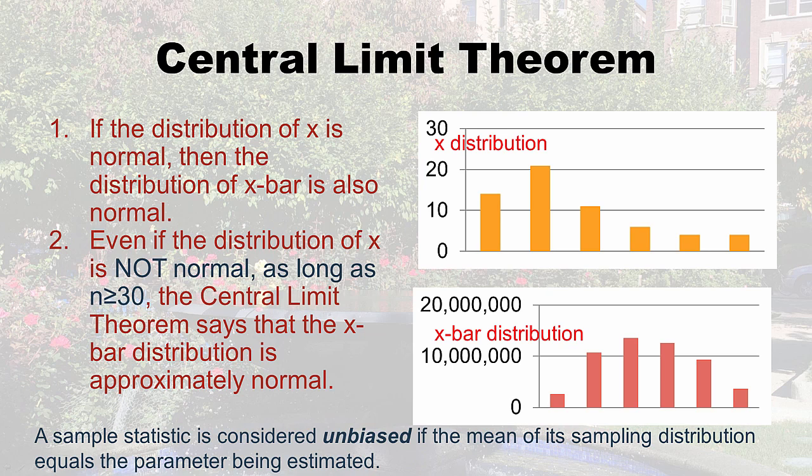And finally, you know how proofs are, they build on each other. That leads to the concept that a sample statistic is considered unbiased if the mean of its sampling distribution equals the parameter being estimated. In other words, the fact that the x bar of the x bars is mu means that an x bar is going to be unbiased. It might not be exactly the same as the population mean, but it's not a biased representative of mu.